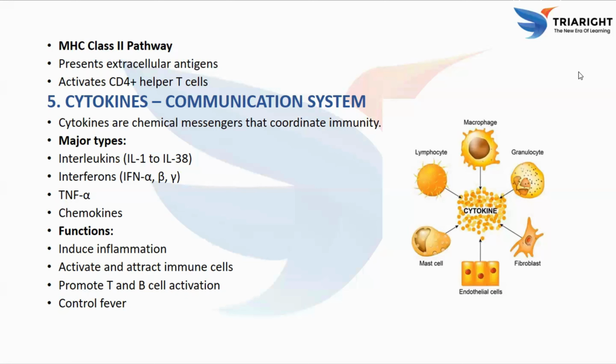So here is a diagram which involves cytokines: lymphocytes, macrophages, granulocytes, fibroblasts, endothelial cells, and mast cells. These are the different immune cells which send and receive the cytokines like a communication network.